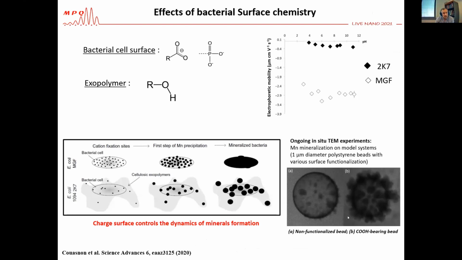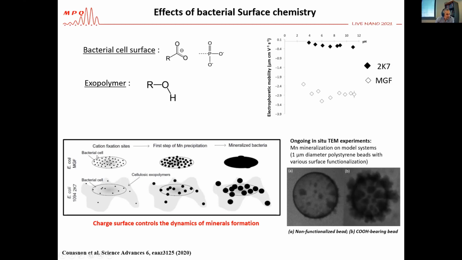Now, this result has been interpreted as an effect of the bacterial surface chemistry, because the bacterial cell surface is negatively charged, because you have a lot of deprotonated carboxylic groups and phosphoryl groups at this surface, whereas the exopolymers have only poorly polarized hydroxyl groups. This negatively charged surface is confirmed when you look at the electrophoretic mobility of these two strains. You see that it's 10 times more negative for MGF, which is the one with no exopolymer, and this negative charge at the surface of the bacteria are obviously cation fixation sites, so nucleation sites.